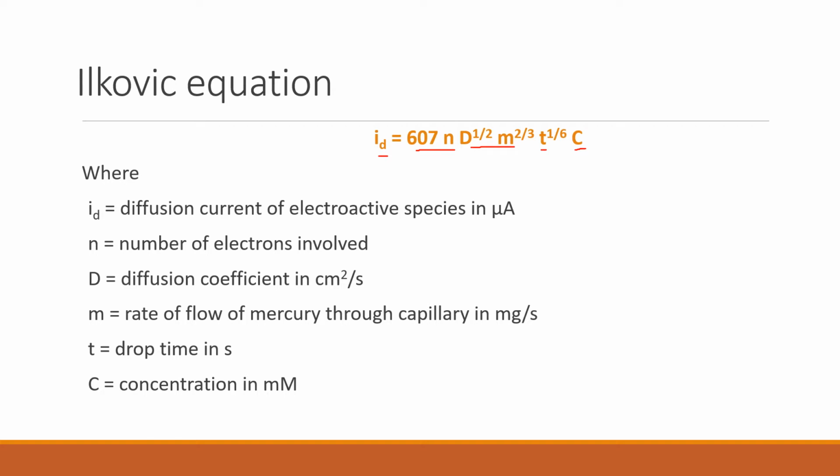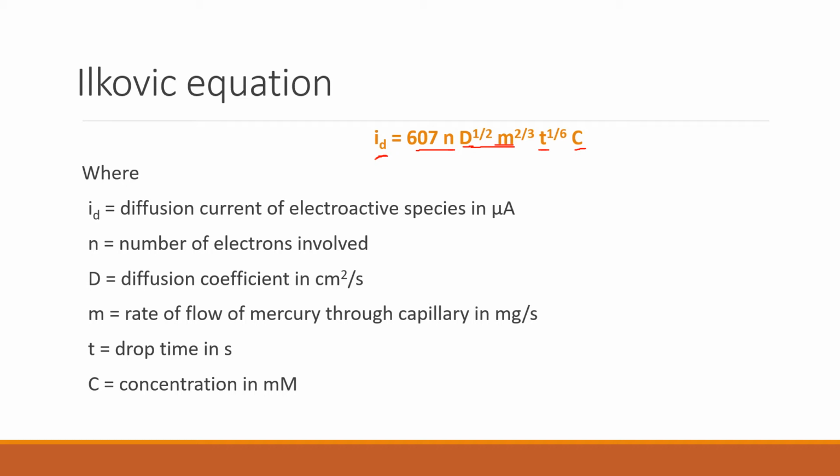Now here the meaning of each term is: ID stands for the diffusion current of the electroactive species, which is expressed in microamperes. n is the number of electrons involved in the electrochemical reaction. D is the diffusion coefficient of the electroactive species, expressed in centimeter square per second. m is the rate of flow of mercury through the capillary of the DME, expressed in milligrams per second.